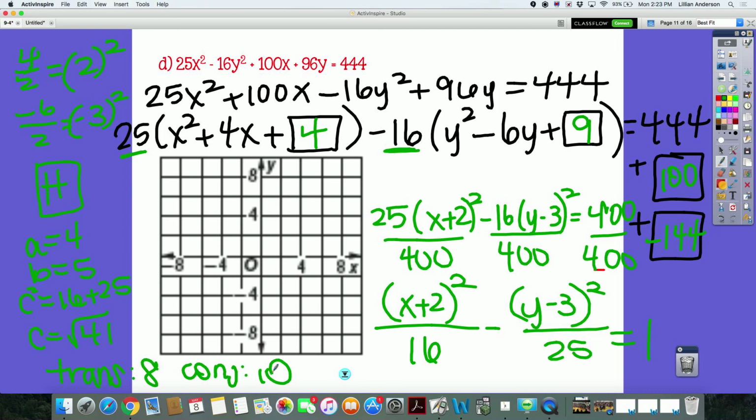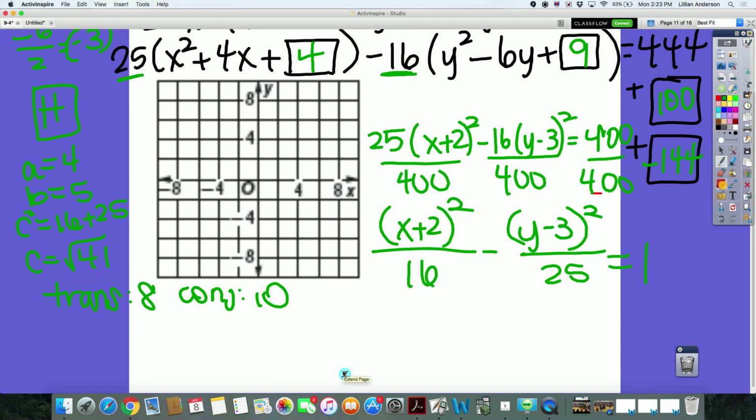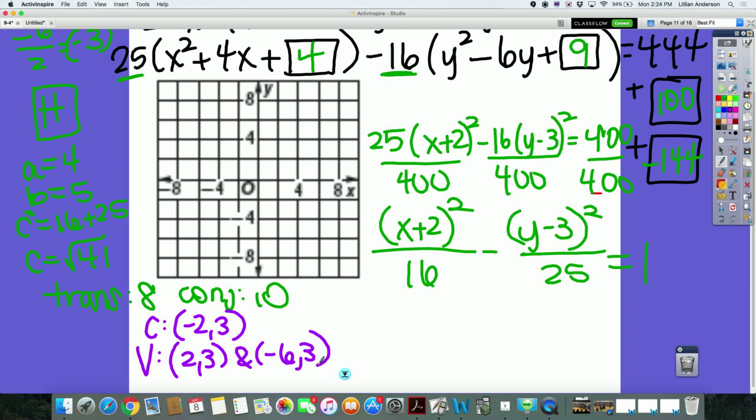And now let's find all the goods. We have a center at (-2, 3). We have vertices. Since it's horizontal, we're going to add the value of a to our x-coordinate. So that's going to be (2, 3). And we're going to subtract it as well, so that's going to be (-6, 3). Our foci, we're going to add or subtract c from the x-coordinate, so that's going to be -2 plus or minus the square root of 41, 3.